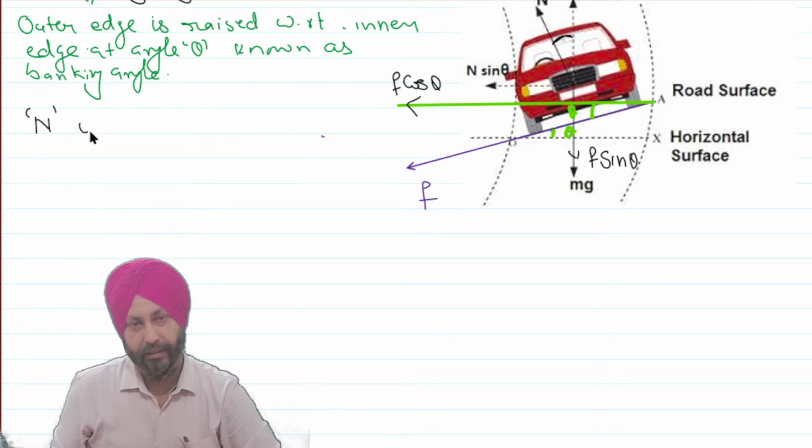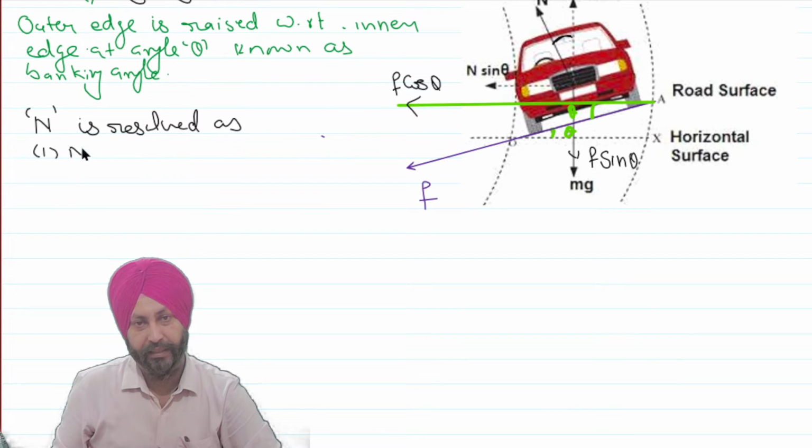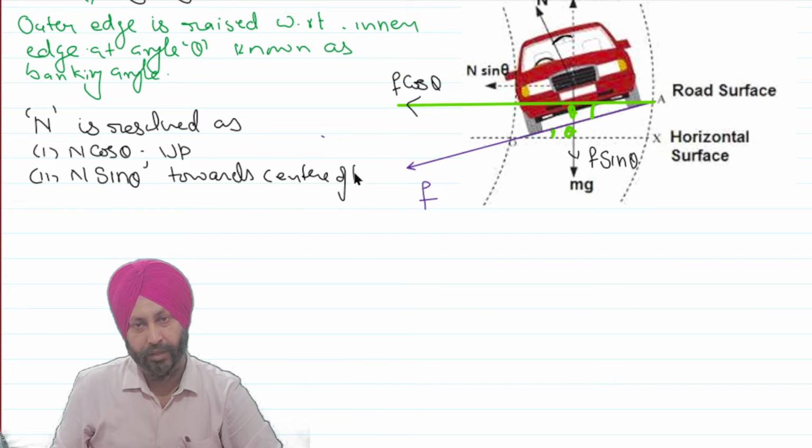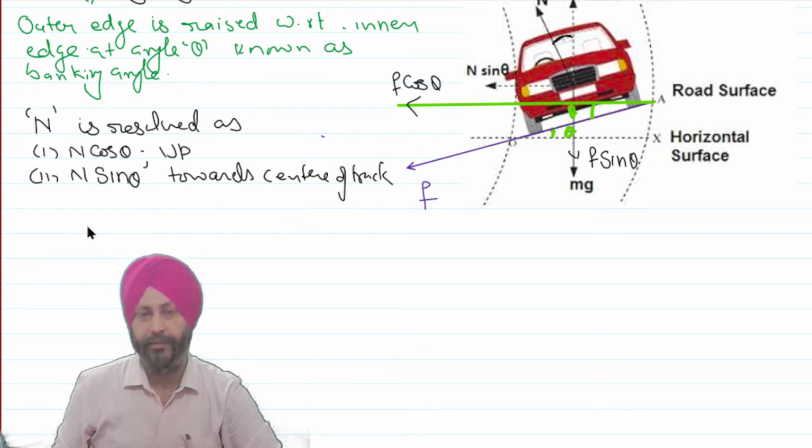N is resolved as one component n cos theta upward, and the other n sin theta towards the center of the track.